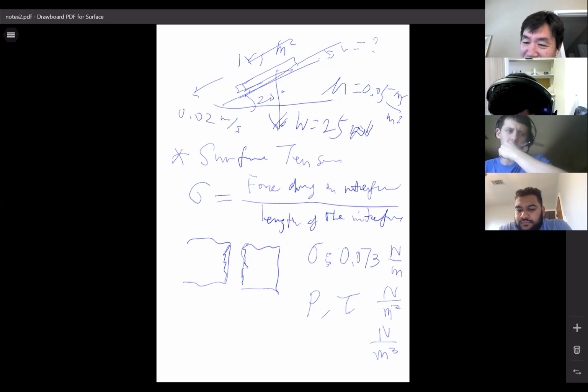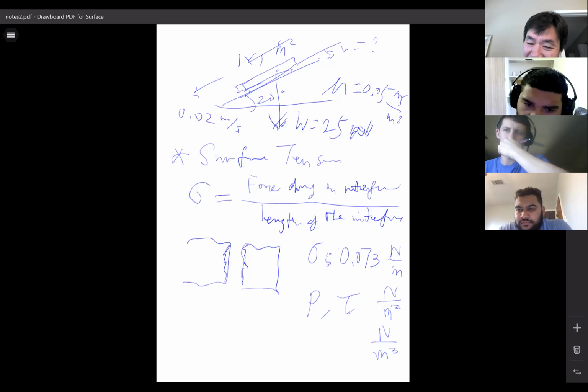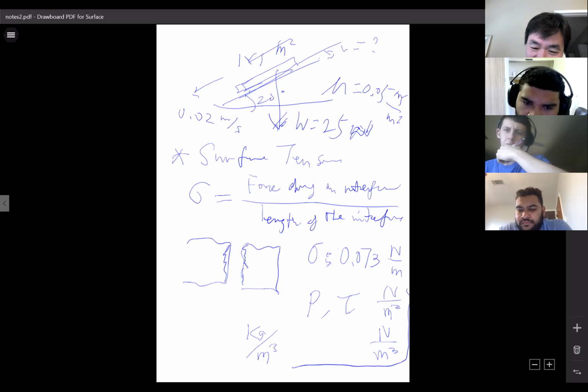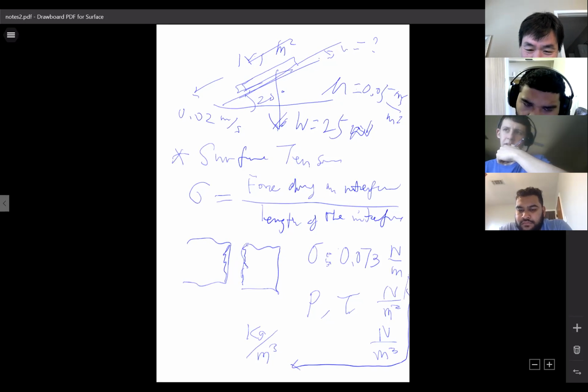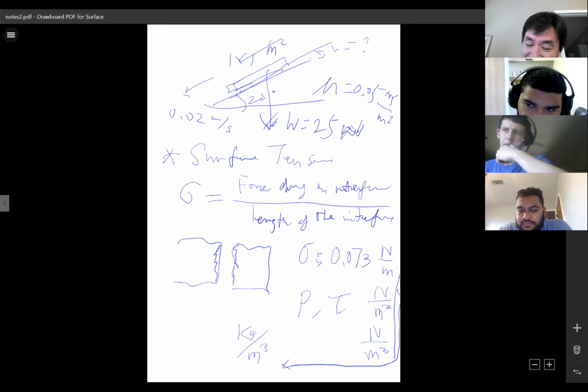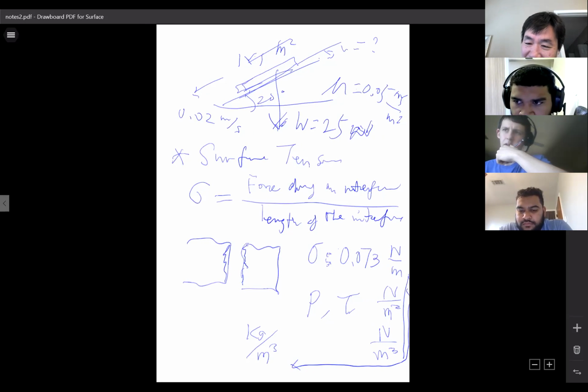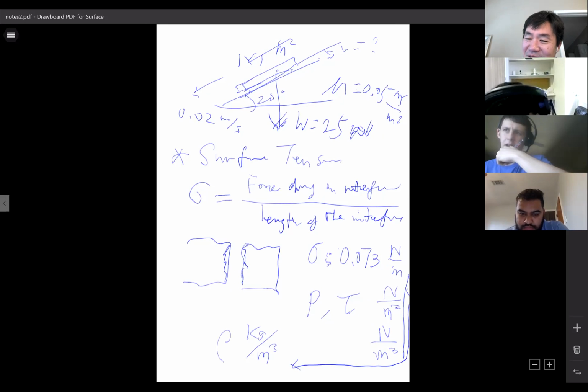Newton per cubic meter. You remember kilogram per cubic meter, right? What is a kilogram per cubic meter? I want you all to answer together. Density. Yeah, it's density, right? So what is Newton per cubic meter? Well, it's similar to density.